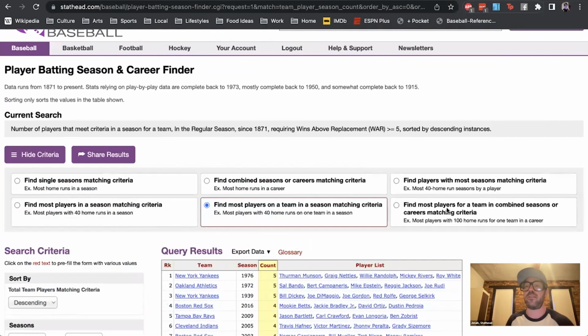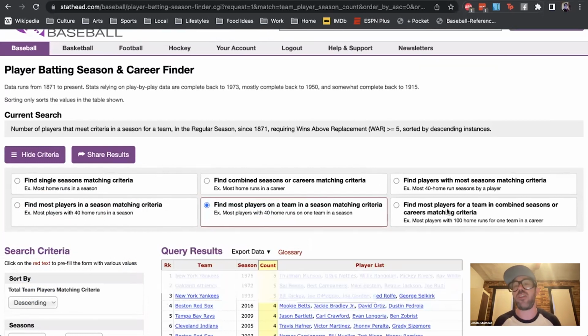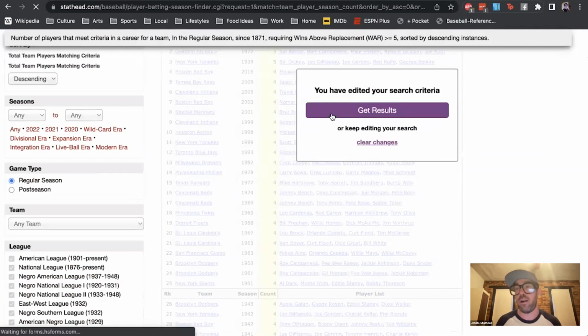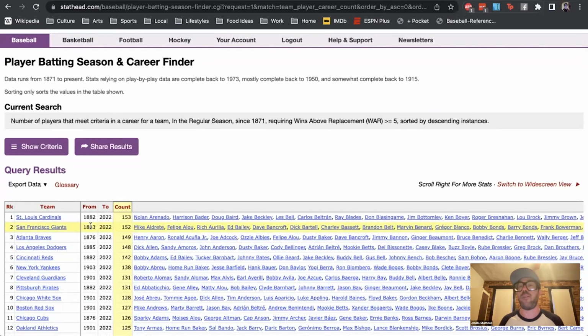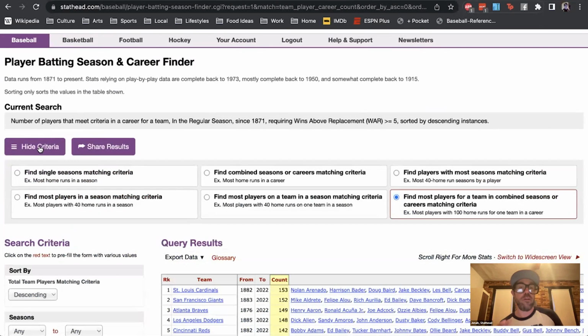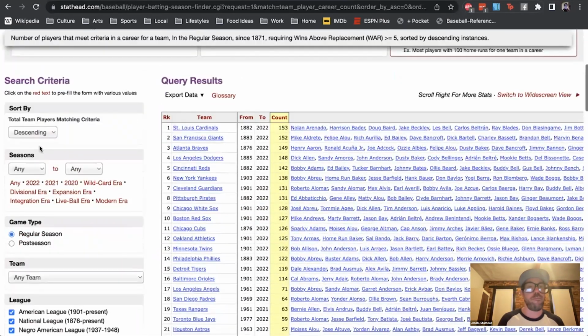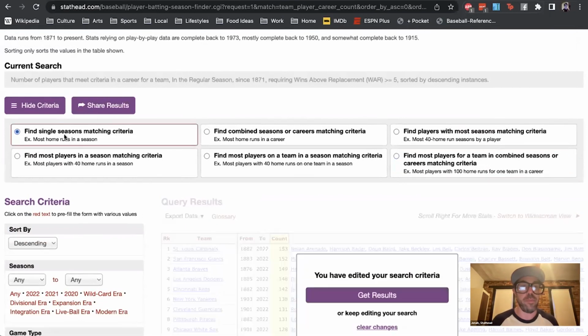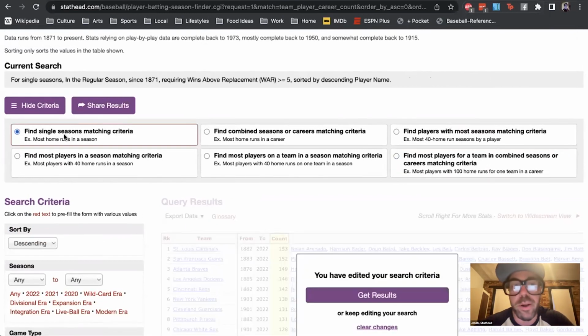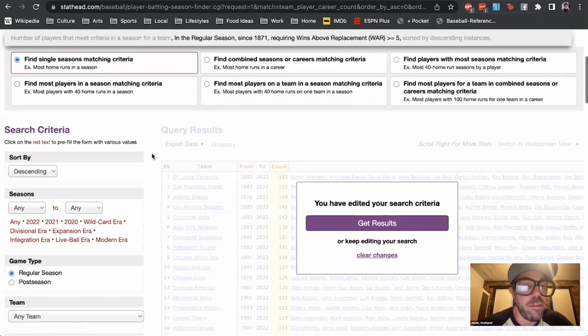And then the last one is players for a team in combined seasons. So if you want to see what franchise had the most players who had five WAR while they were with the team, so over their entire span of time with the team, you can see 153 hitters have had at least five WAR with the Cardinals. So when you start mixing and matching the filters with the search types, you can really start doing interesting stuff. That's really where this starts to take off, in my opinion.